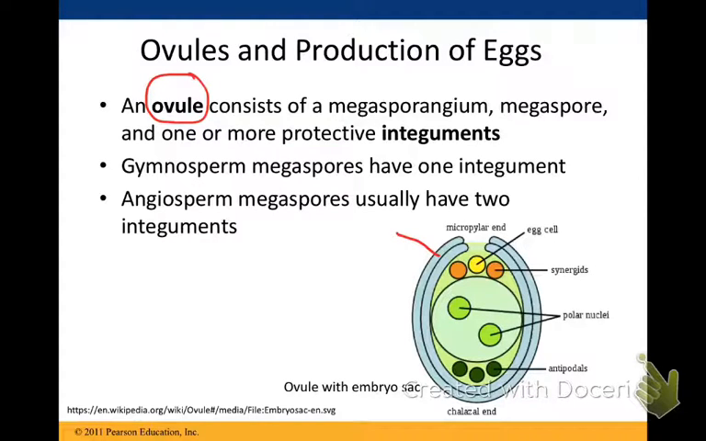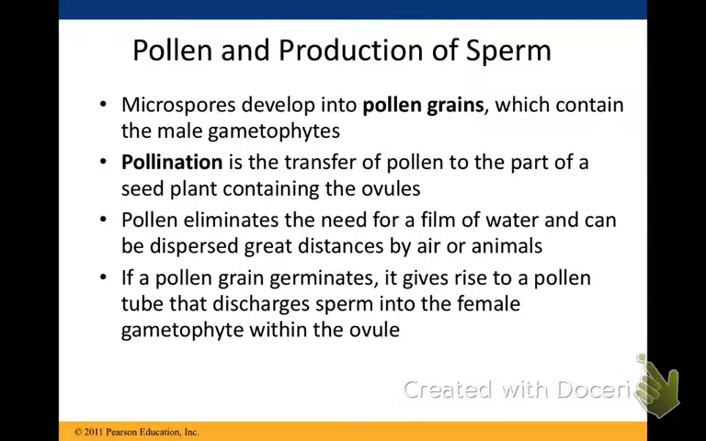And in gymnosperms, you have megaspores with one integument. In angiosperms, the megaspores have two integuments. The second adaptation that evolved in seed plants was the development of pollen grains. So now those microspores develop into pollen grains, which are a two-celled structure and carry the male sperm cells. So these pollen grains can be distributed either by air or by pollinators, allowing for reproduction without water being present for motile sperm to swim through.